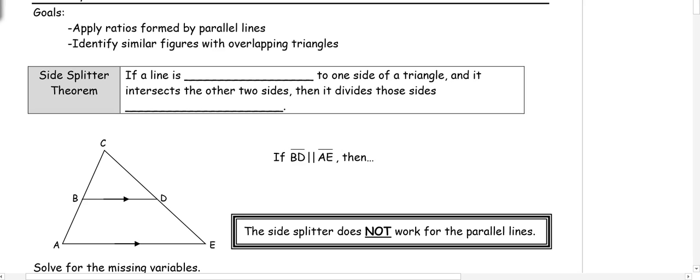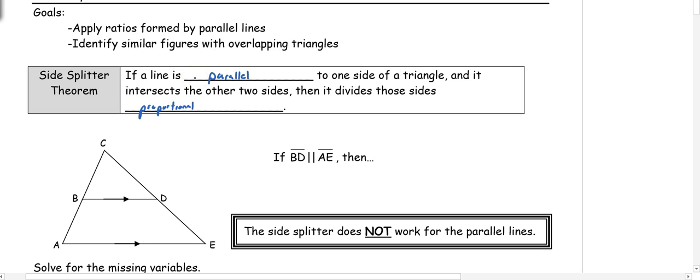This video is about applying ratios formed by parallel lines and identifying similar figures with overlapping triangles. So, side splitter theorem: if a line is parallel to one side of a triangle and it intersects the other sides, it divides those sides proportionally.